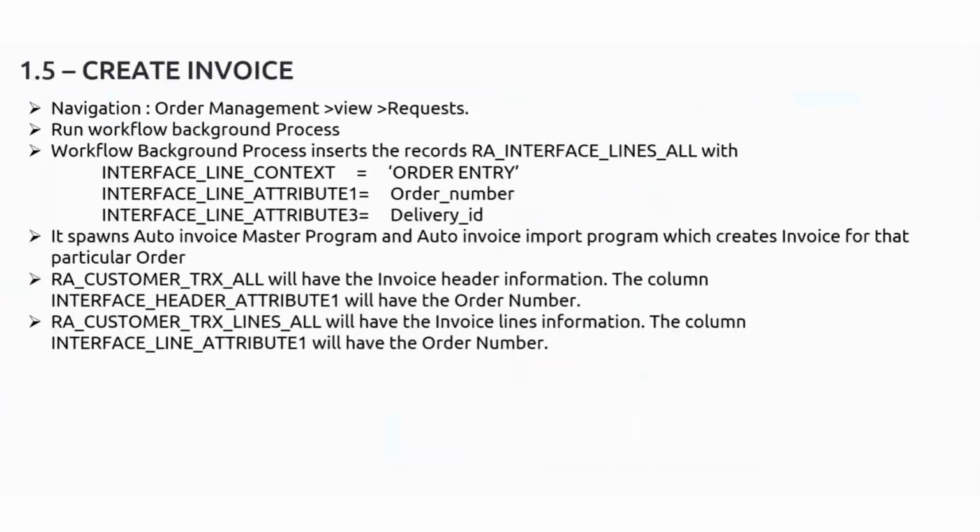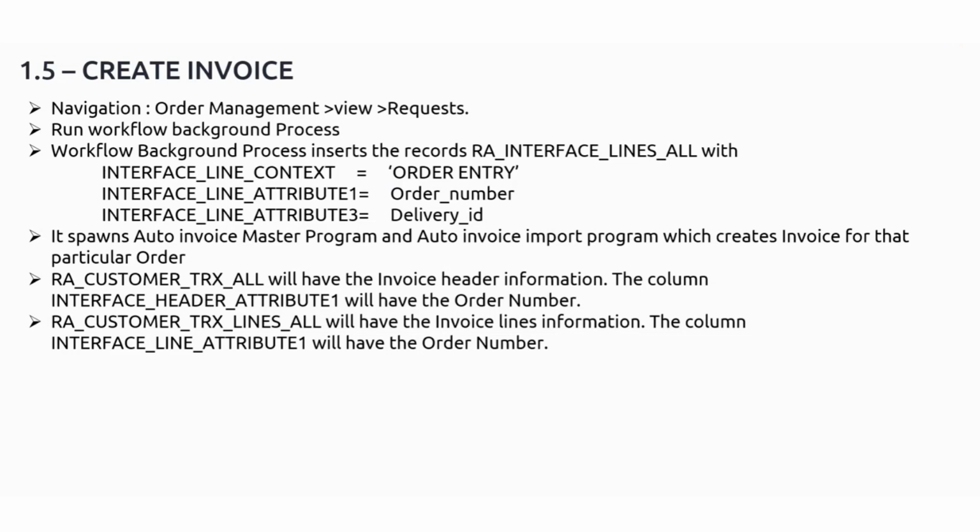So basically now we are moving from order management to AR, accounts receivable, and here we have an important process which will transfer the data from order management to accounts receivable, which is your workflow background process. The workflow background process will take all the eligible lines, whichever got shipped from order management, and put them into the accounts receivable interface. So in any case, this will not directly move to the base table.